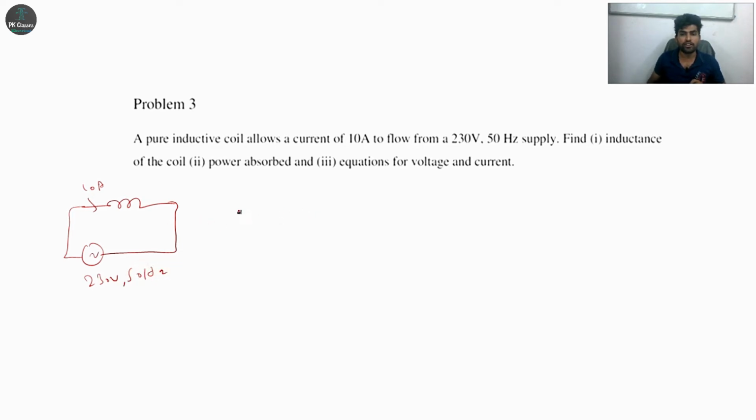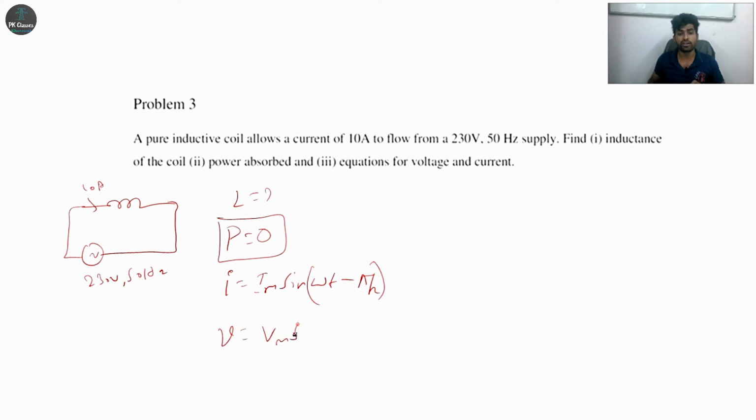And we need to calculate the L value, and also the power observed. Directly we can write 0, because pure inductance does not consume any power. Then the equation of voltage and current: I is equal to Im sin(omega t minus pi by 2). For resistance, keep in mind, only omega t will be there. What about voltage? V is equal to Vm sin omega t, this is constant for all L, C, R.